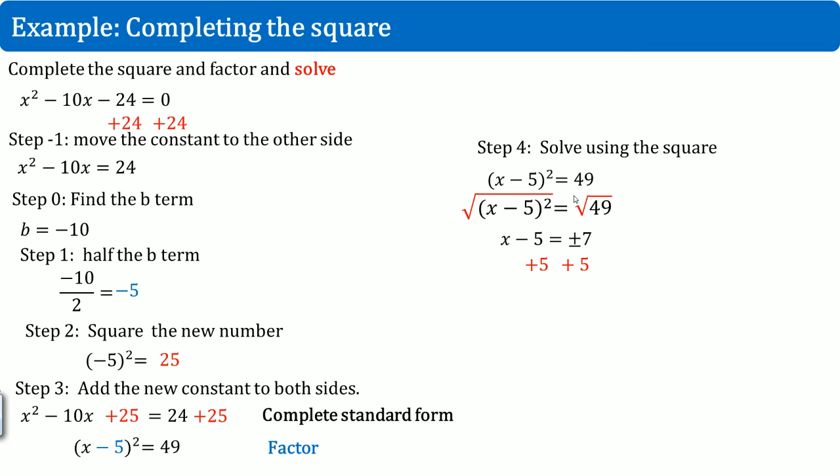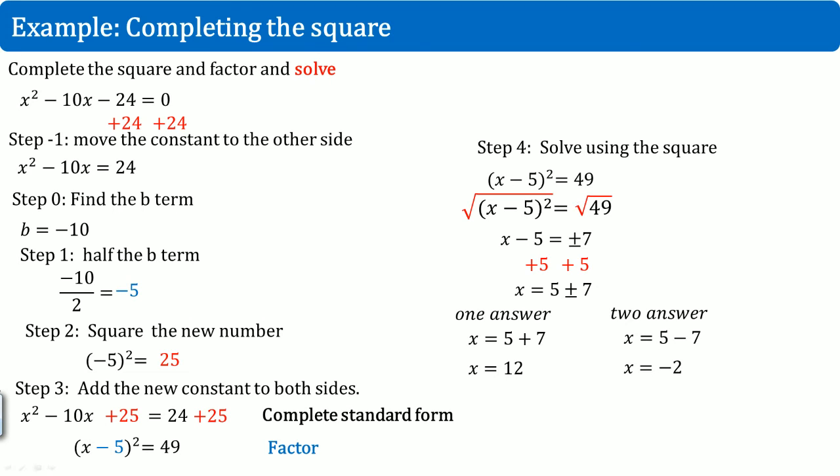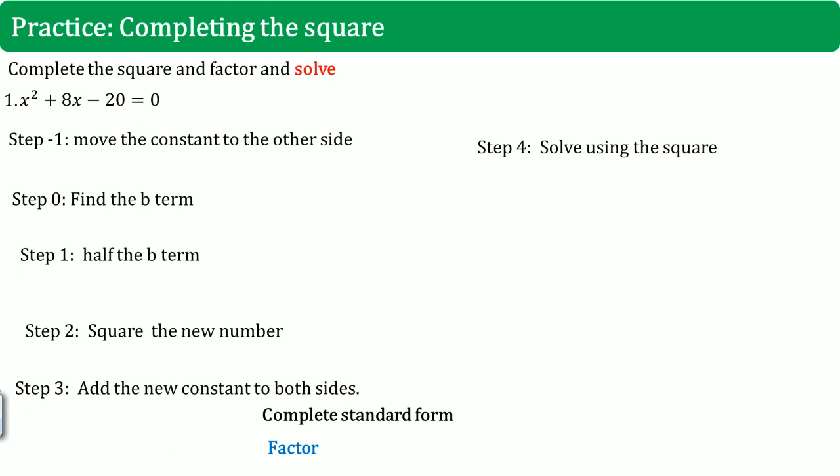Add 5 to both sides. In this process, x is equal to 5 plus or minus 7. So there are two answers. The first one is 5 plus 7, which is x equals 12. The second answer is 5 minus 7, which is going to get you x equals -2. So there are two possible answers, the addition one and the subtraction one. All right? That's it. The only new step that we add is step 4, where we solve using the square root. Let's look at one more problem to help you out.